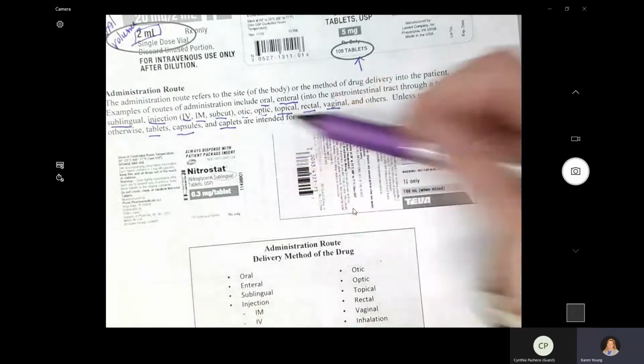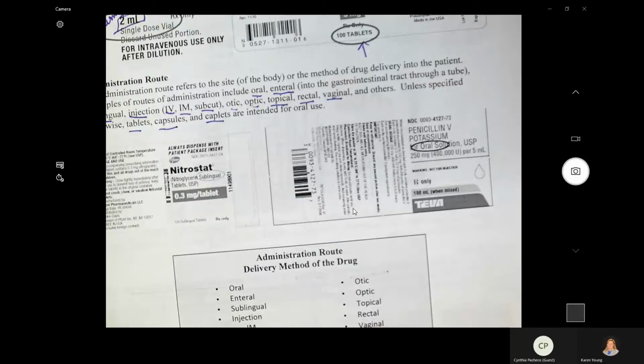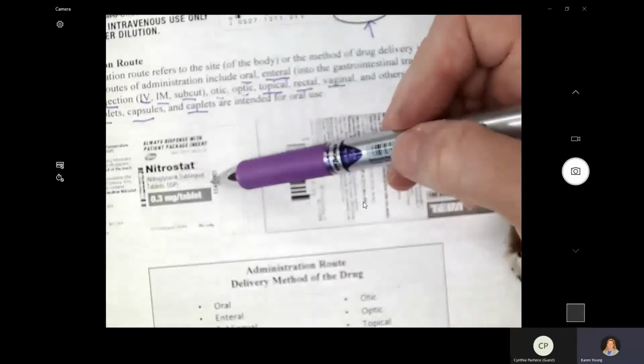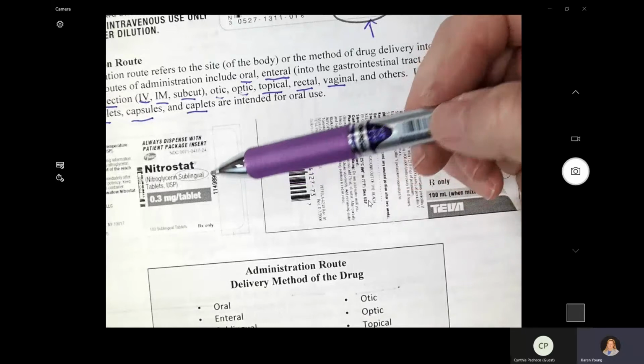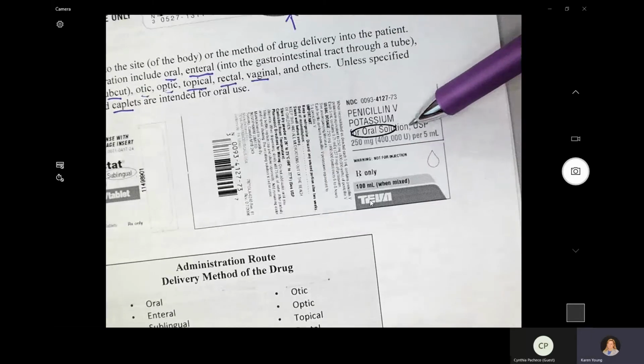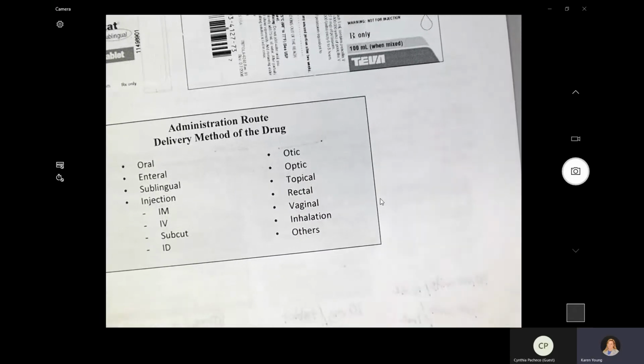So this nitro stack has sublingual here, so that's the one that you're going to put under your tongue. And the penicillin is oral solution, so your route is oral. Down here, it just gives you the delivery methods of drugs, and again, the same ones I've pretty well mentioned before.